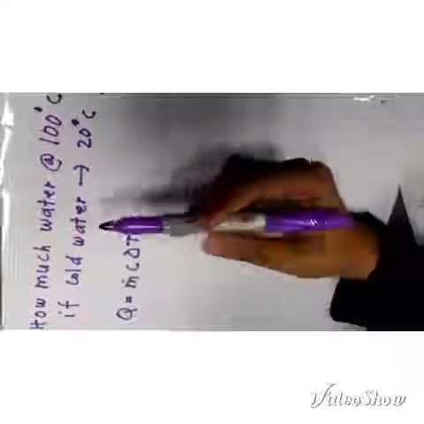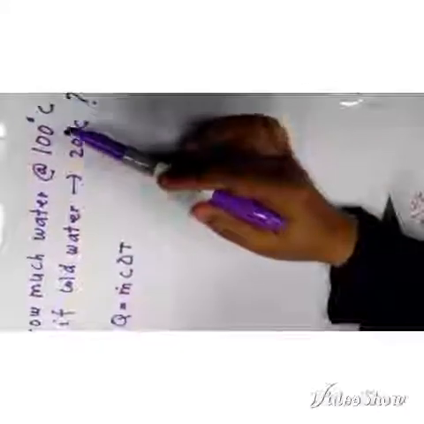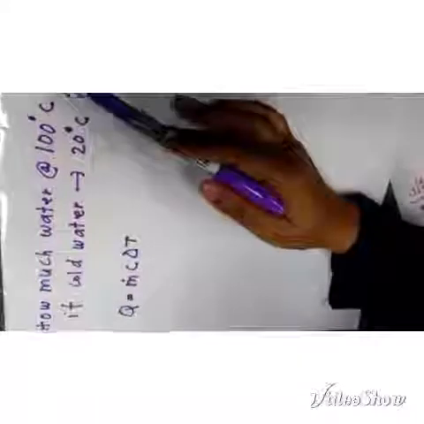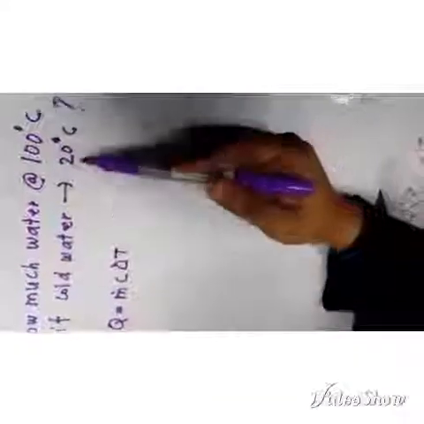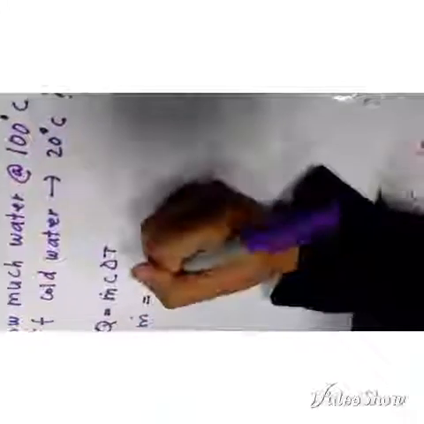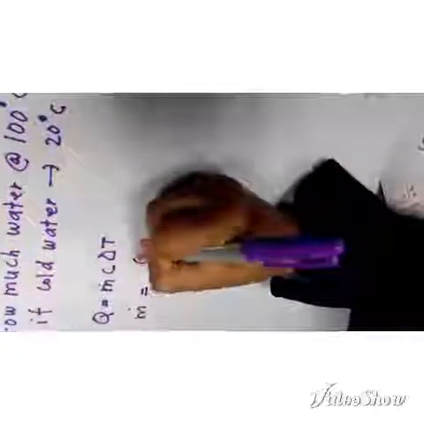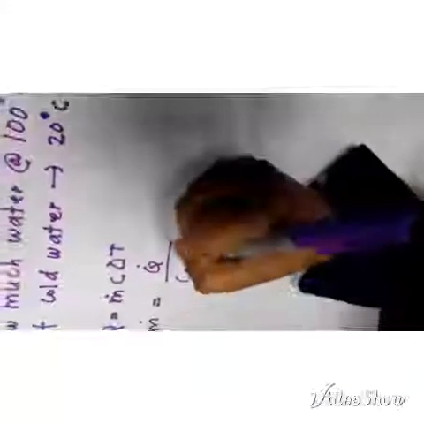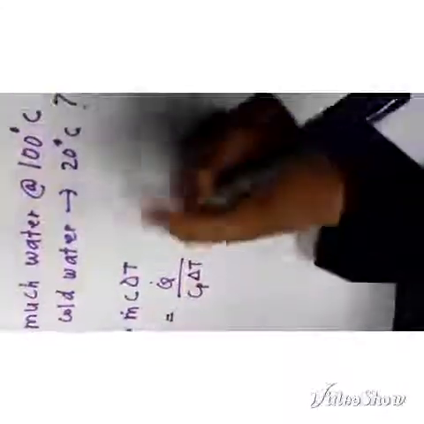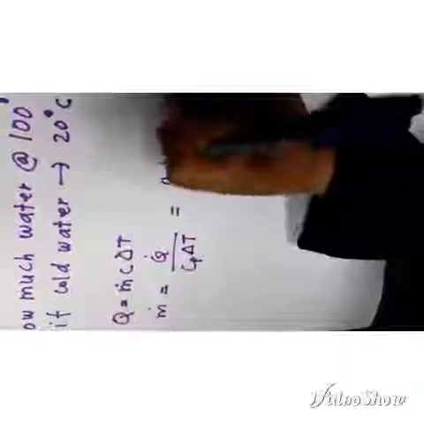The last question asks how much water at 100 degrees Celsius the tank can supply if cold water enters the tank at 20 degrees Celsius. So now we want to find the mass. After we arrange the equation, it will look like Q over Cp delta T. The value of Q is 0.45 kilojoule per second.